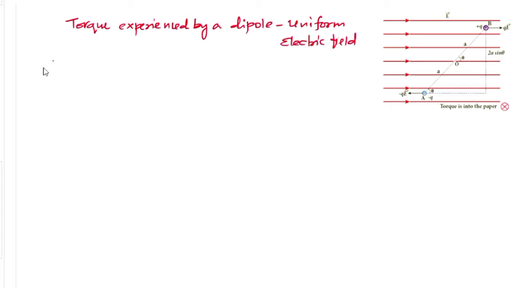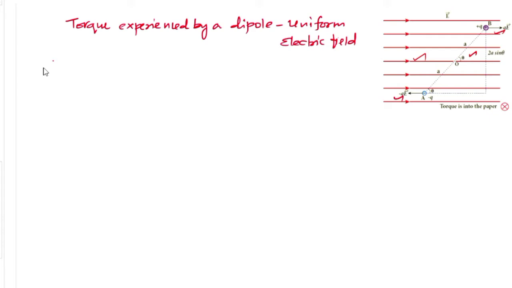So here you have a diagram. You know very well the red color lines represent the uniform electric field, and we have the dipole. Plus Q is here, minus Q is here. AB of length 2a is the dipole, which is kept at an angle theta with the electric field. The positive charge experiences force QE and the negative charge experiences force minus QE.